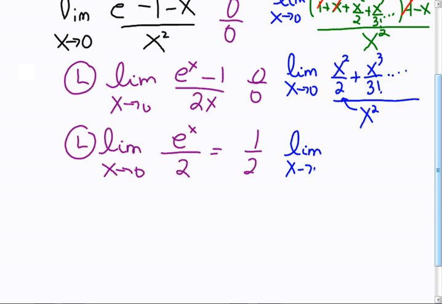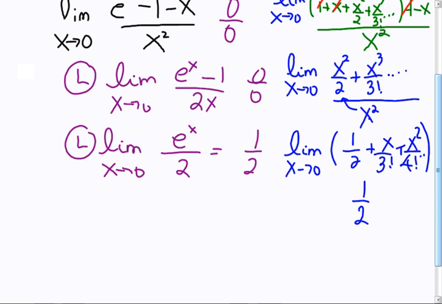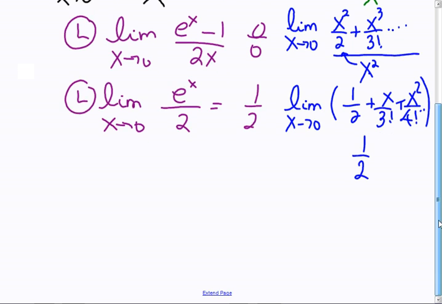And all of the other terms, when I divide this, will still have an x in it. Next one's going to be x squared over 4 factorial. And when I take the limit and let x go to 0, I get 1/2. But I've seen this where there is no other way to do this. You have to use the series. You might as well be aware of that.